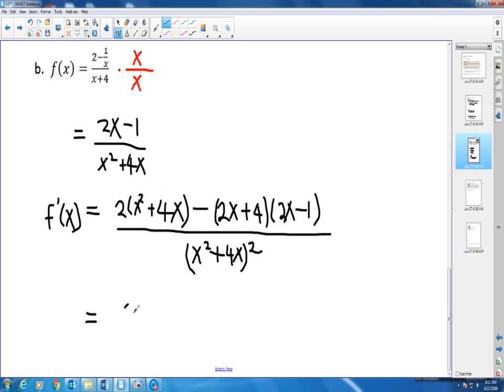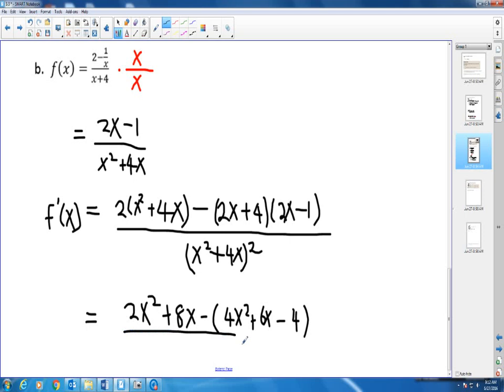2 times x squared, 2x squared, plus ax, minus 2x times 2x is 4x squared. Do a little bit of the FOIL method here. 4 times negative 1 is negative 4. My outer is 2x. My outer is negative 2x. My inner is positive ax, so that will give me positive 6x.